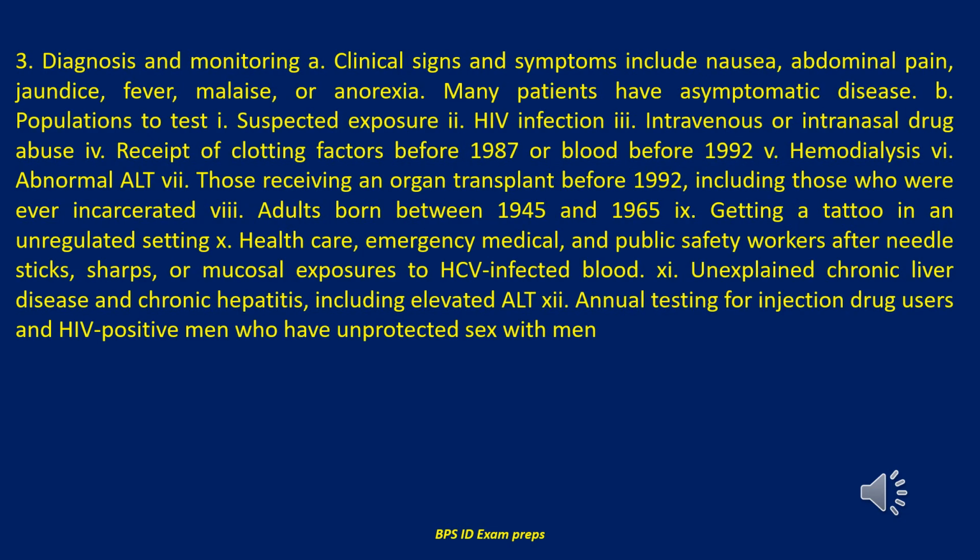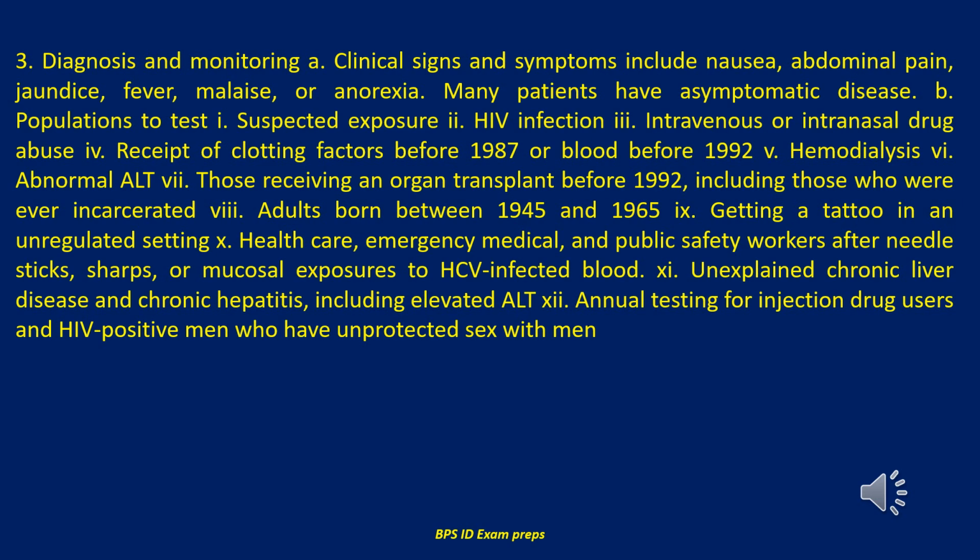3. We will now discuss its diagnosis and monitoring. A. Clinical signs and symptoms include nausea, abdominal pain, jaundice, fever, malaise, or anorexia. Many patients have asymptomatic disease. B. Populations to test include 1. Individuals with suspected exposure. 2. Individuals with HIV infection. 3. Intravenous or intranasal drug abusers.